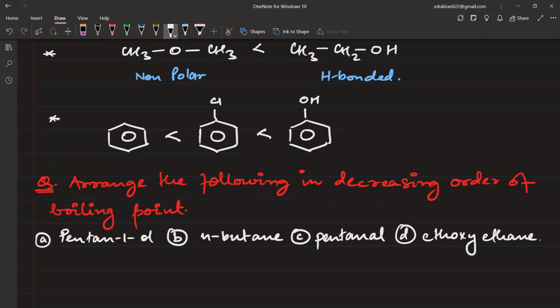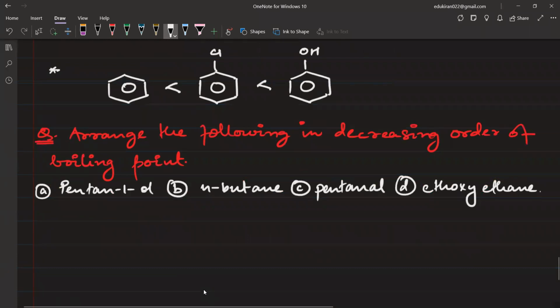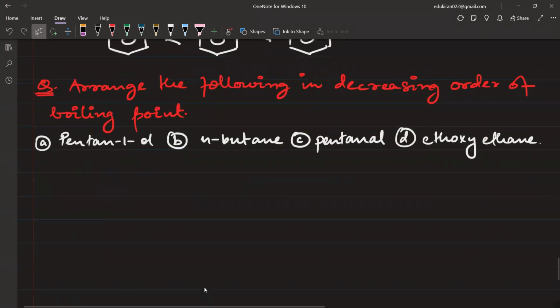First of all, you will make the structure, then classify each one of them as hydrogen bonded, non-polar, polar, something like that. Yeah, we'll do two things. Draw the structure of all of these 4 molecules, right? And then you will classify them as polar, non-polar, or hydrogen bonded. 3 categories: polar, non-polar, or hydrogen bonded.